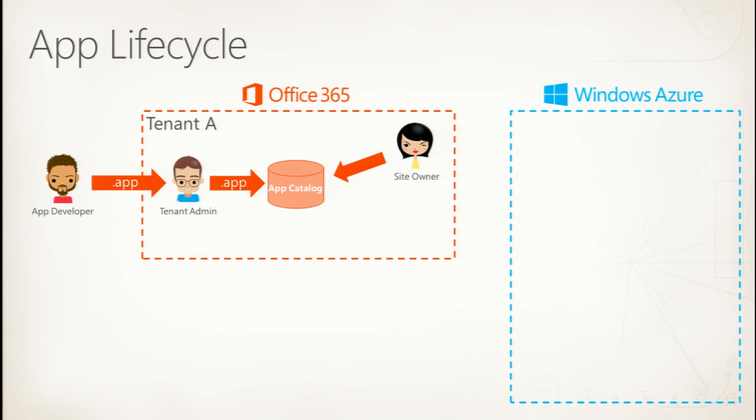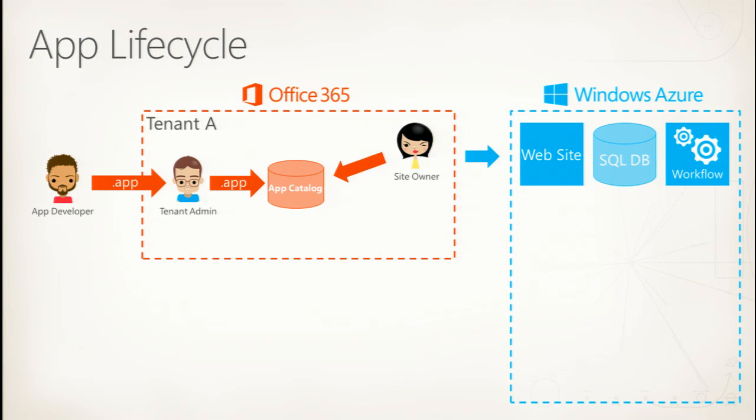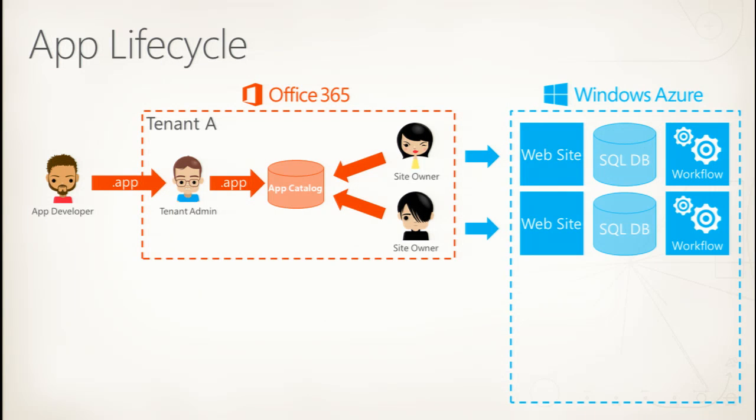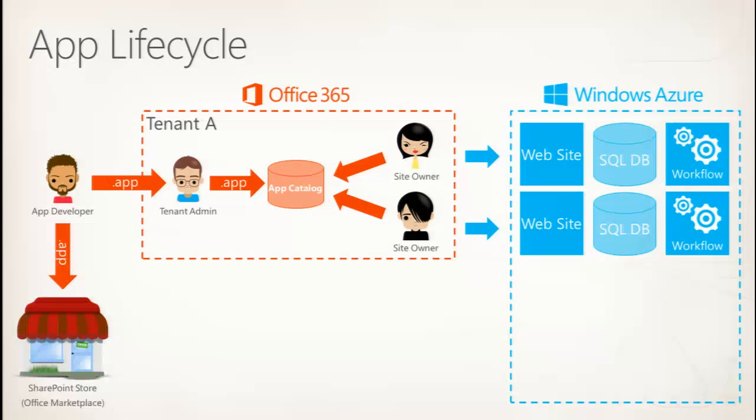A site owner sees that. That's an available app for them to use. Once they deploy that app into their site, it provisions the website. It provisions a SQL database for that instance. It also provisions any workflows that they've got for that instance as well. If I've got a second site owner and they provision it, it also does the website, the database, and a workflow scenario as well. So that's the value that you get with this auto-hosted app model. It basically creates its own instance for each of these tenants that are running.